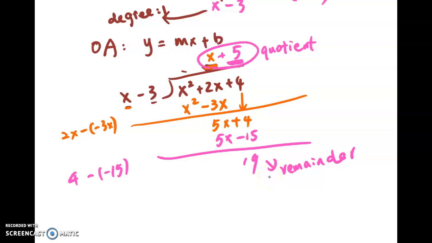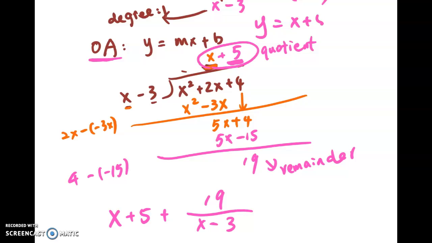And the 19 is the remainder. That means you can write the original quotient as x plus 5 plus the denominator here is x minus 3. The numerator is 19. So what is the oblique asymptote here? It is the quotient. So it's y equals x plus 5. That's the oblique asymptote.